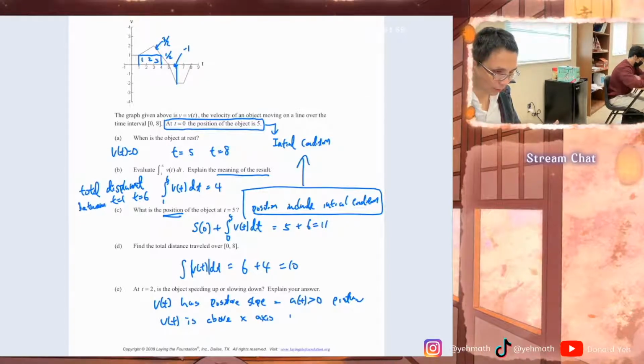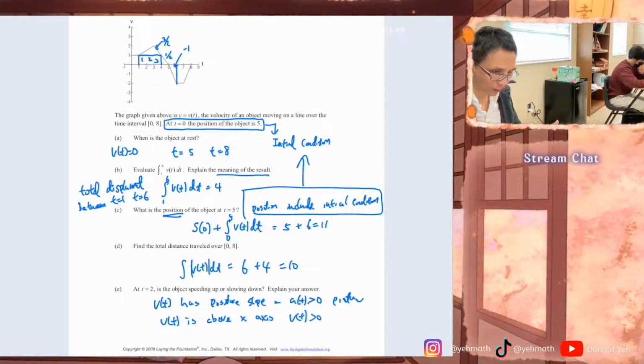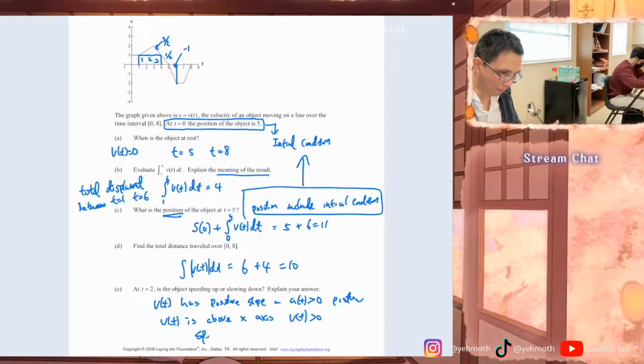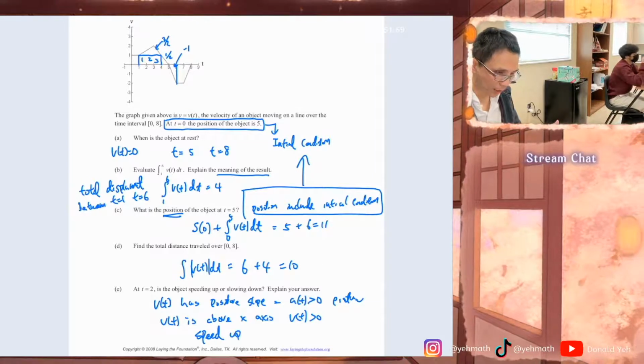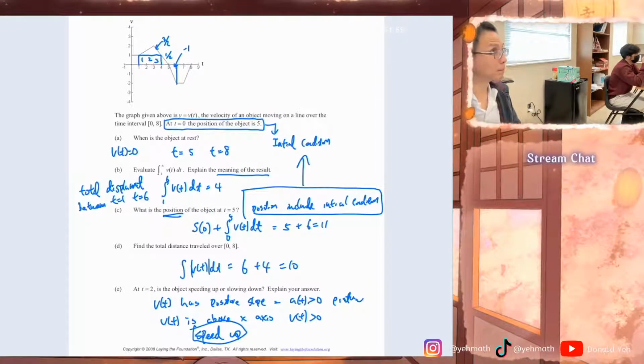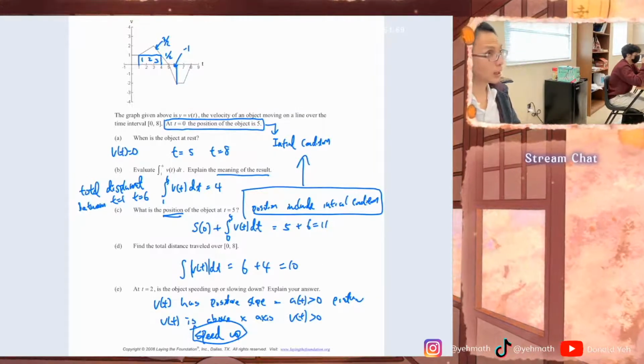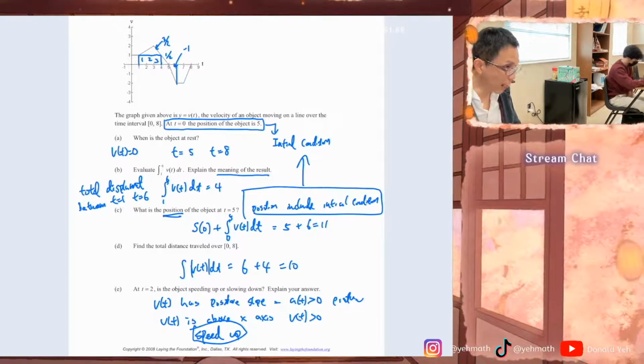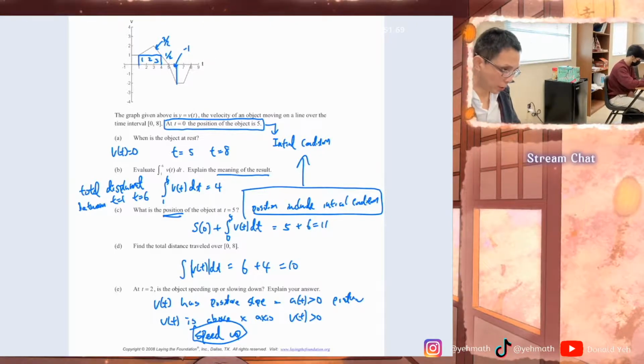Right? So it means v of t is greater than 0. So if you have both positive, therefore it's speeding up. And that's how we should write it on the AP exam. You have to write down a of t is greater than 0, or you can write down a of t is positive.